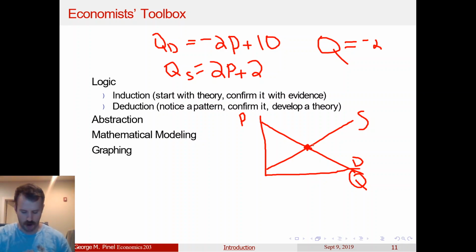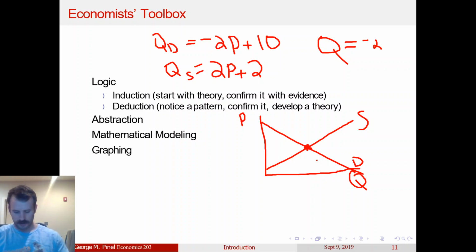Okay. And then your quantity will be, so we'll just plug the price of 2 back into either of these two equations here. So if price is 2, negative 2 times 2 equals negative 4. So negative 4 plus 10 equals 6. So quantity is going to be equal to 6. And you can check that. We said price equals 2. So 2 times 2 plus 2 equals 6. Okay, so supply equals demand at that point where price equals 2 and quantity equals 6.